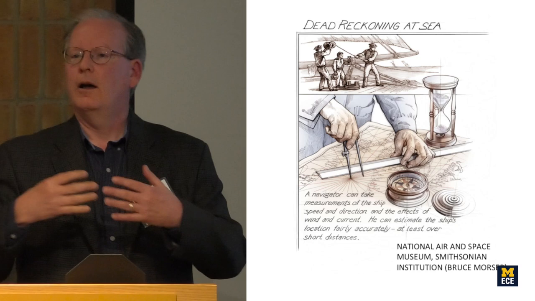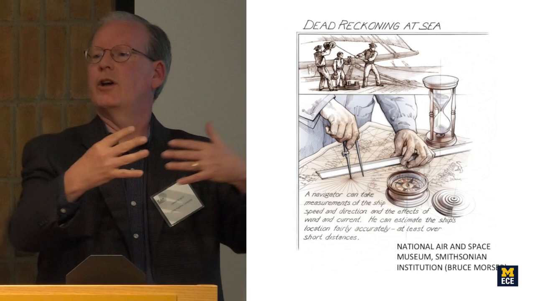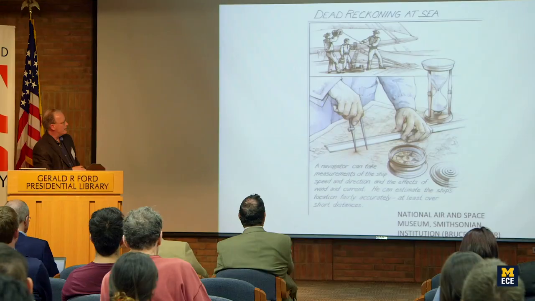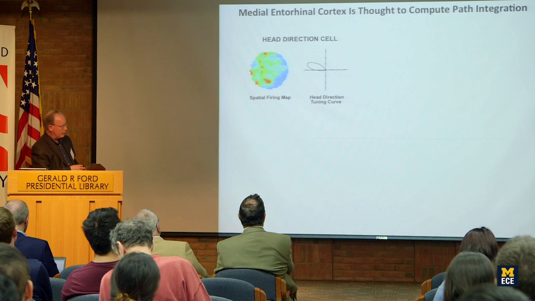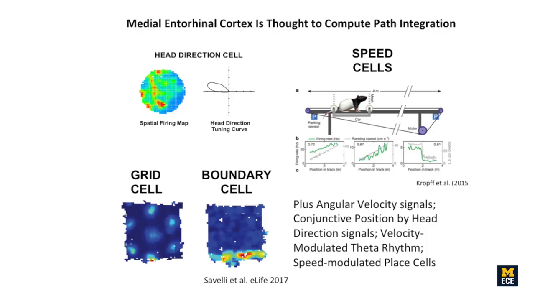until they came across maybe an island that's on their chart and they say, okay, we're a little bit off, we're going to correct our error and then move across the sea that way. The idea is this dead reckoning at sea is exactly what we think is going on inside the head in terms of the maps. And we think that the medial temporal cortex, the red part of my anatomical diagram, is thought by many models to compute path integration. It's got the compass there.